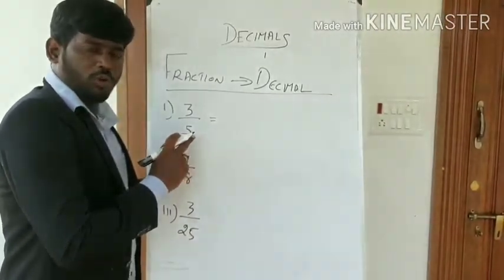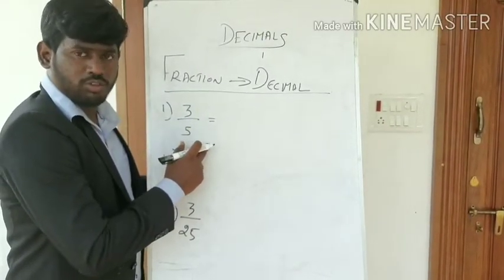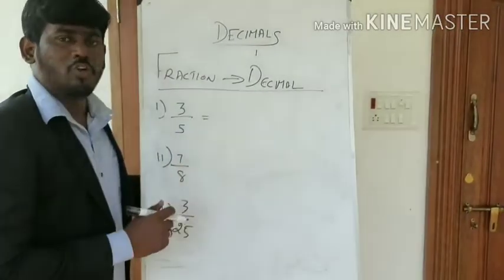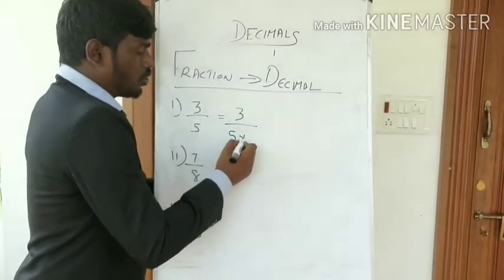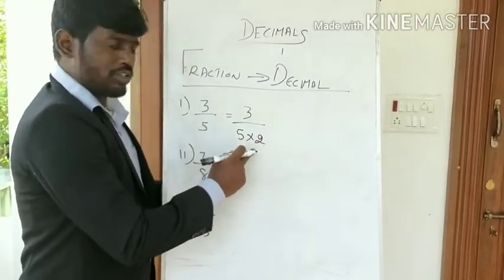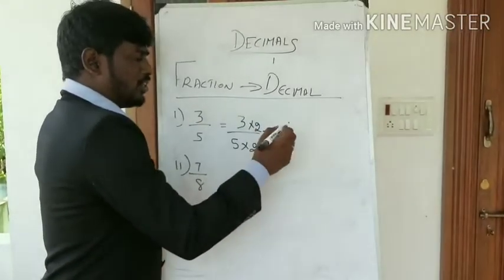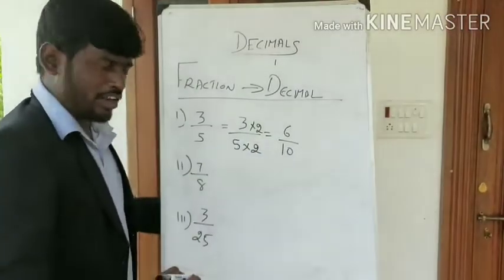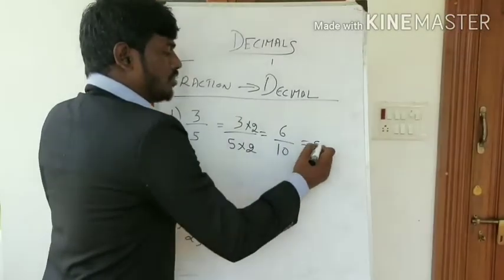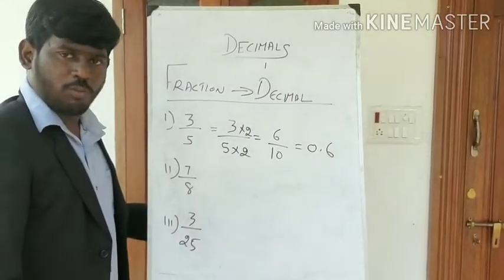5. So if I need to get 10 or 100 or 1000, what can I multiply with the denominator? Yes, 3 by 5 into 2. 5 2s are 10. The same number I have to multiply with the numerator. 3 2s are 6, 5 2s are 10. 6 by 10. Now I can write it as 0.6.